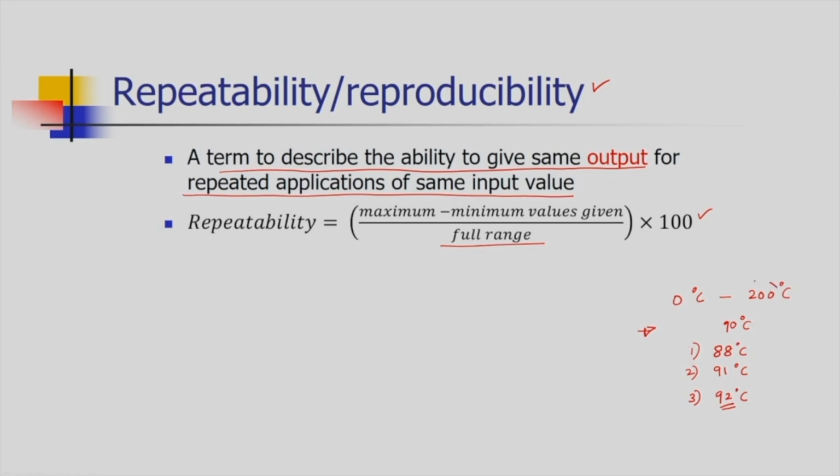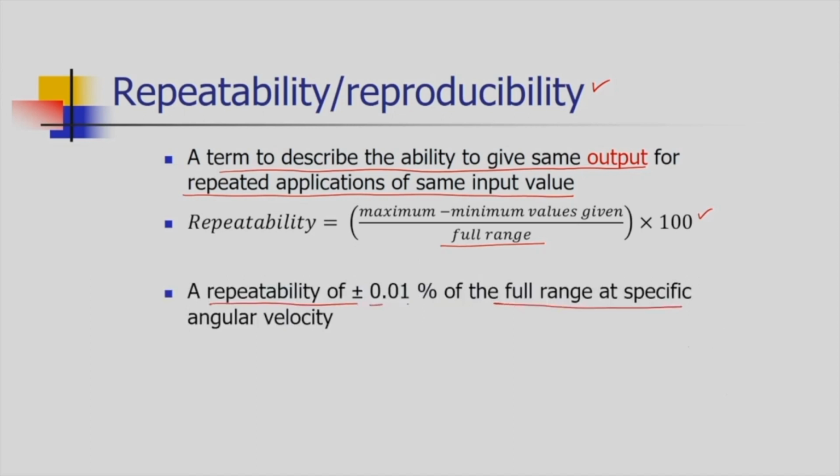So, how much is the full range? It is 200 degrees Celsius. So, I will consider here 92 minus 88 divided by its full range, into 100. That is 4 divided by 200, so the repeatability is 2%. The sensor is having a repeatability of 2%, which is quite high.